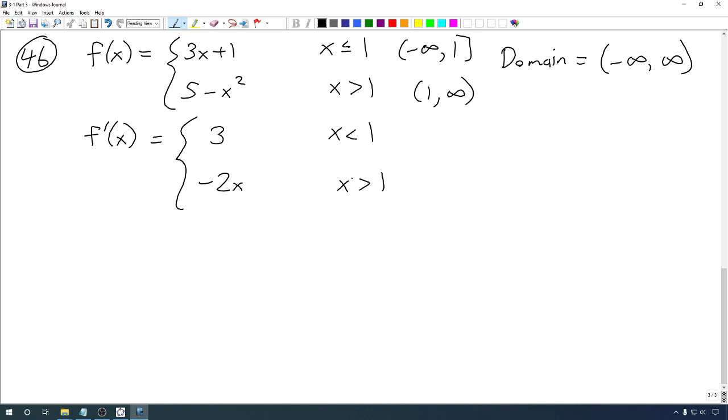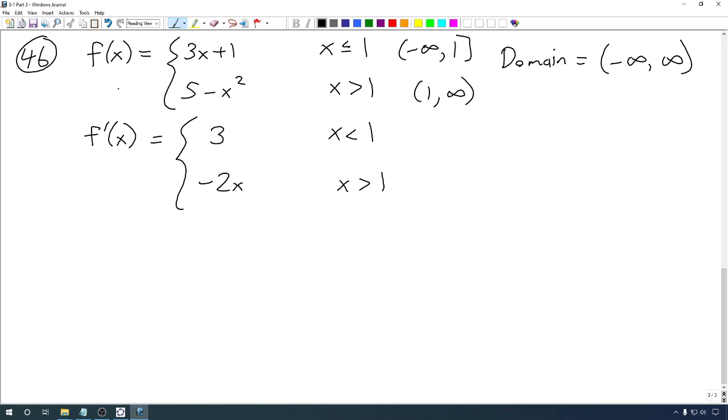Those endpoints of our pieces are potential problem spots. It might still be differentiable there, but it's not for sure. We have to treat those separately. Now in particular here, the derivative will exist at 1 if both the function itself is continuous there and the formulas for our derivatives also match up. So we might have to check that. In fact, let's go ahead and check whether or not the derivative exists at 1, because it's going to be relevant to talking about increasing or decreasing.